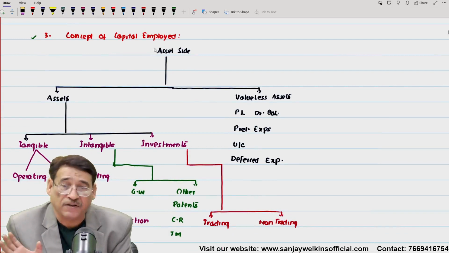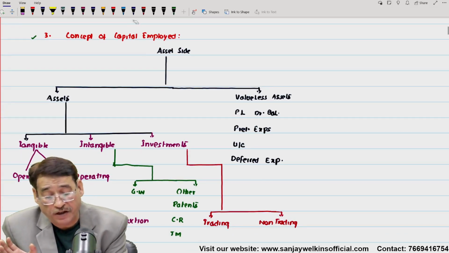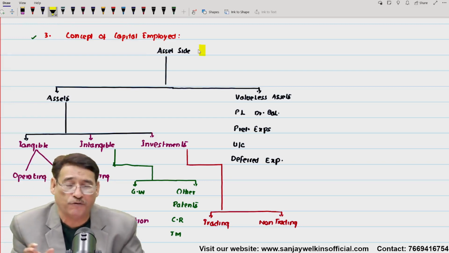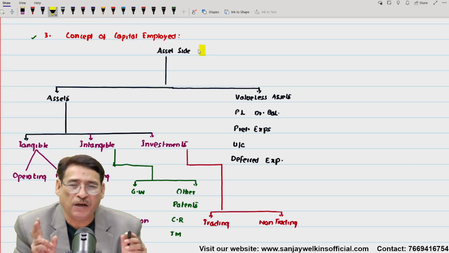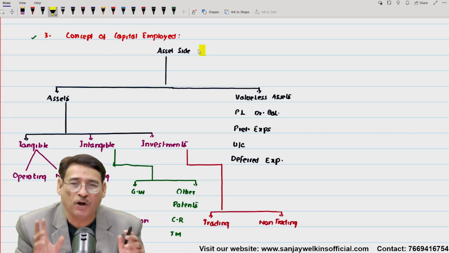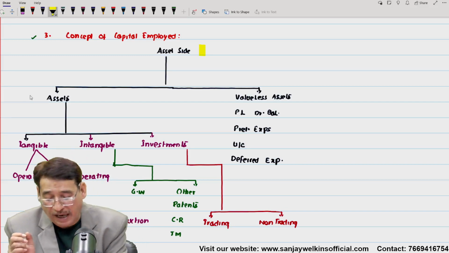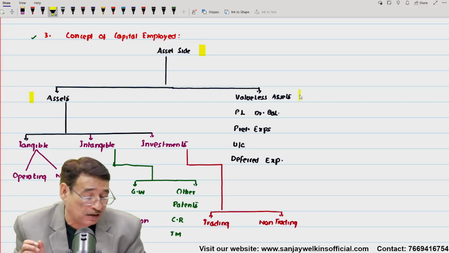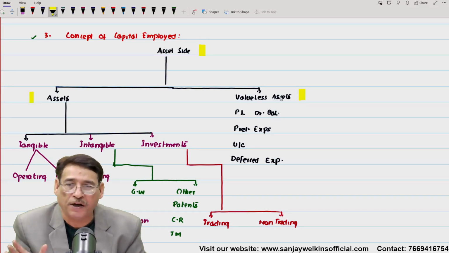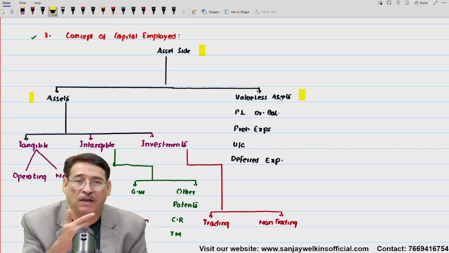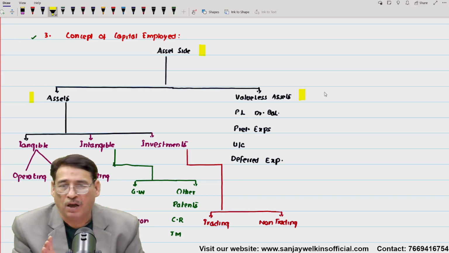This is the asset side, correct? First, I have written asset side. And so often in the past also, I have talked about all these facts. Whenever we say asset side, broadly two things are possible: one, assets, and another one is valueless assets. For simplicity's sake, we are using these terms, correct? One is assets and another is valueless assets.